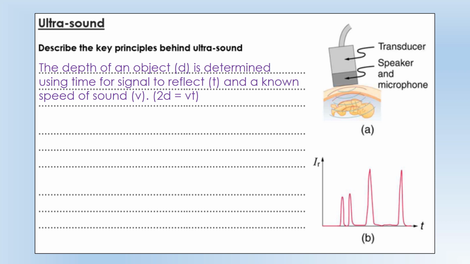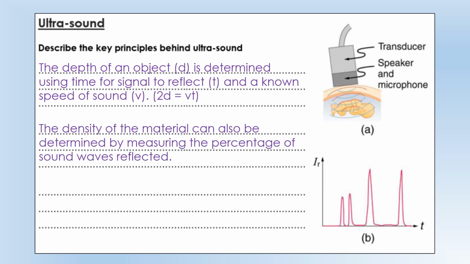You use the same emission and echo system to find the distance of an object. We can see we have an object we call a transducer. That turns an electrical signal into vibration, which then produces sound waves. And then we can get a measure of the density of the thing that we're looking at. If you measure the percentage of waves that get reflected, that tells you about the density of the material the waves are reflecting from.